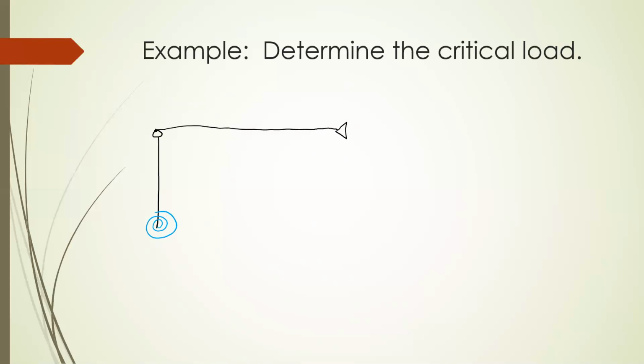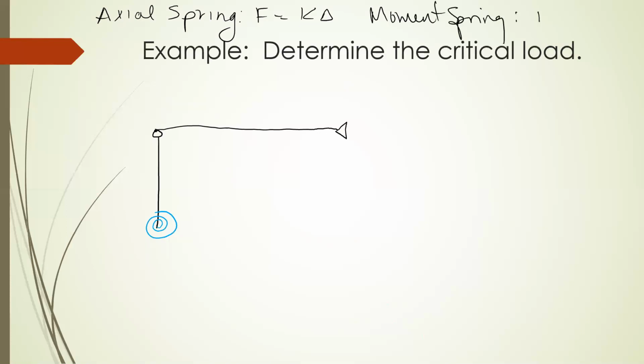So just like axial springs, where the force is K delta. If you have an axial spring, force is equal to K delta. You can have a moment spring where your moment is equal to, let's make it beta, beta times theta. So the amount of rotation multiplied by some stiffness gives you your restoring moment.